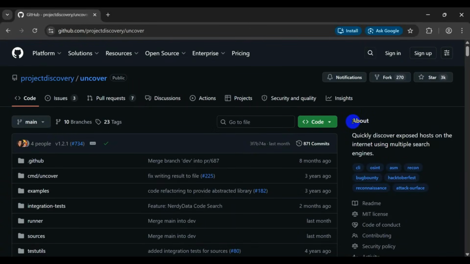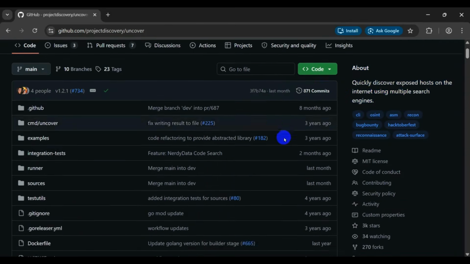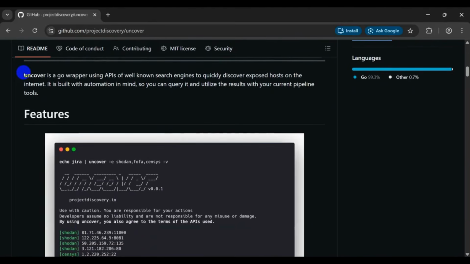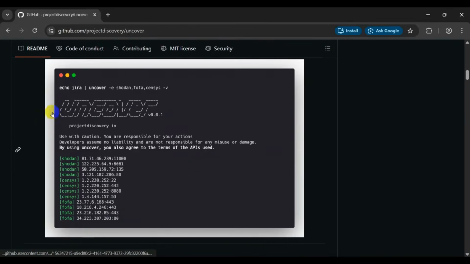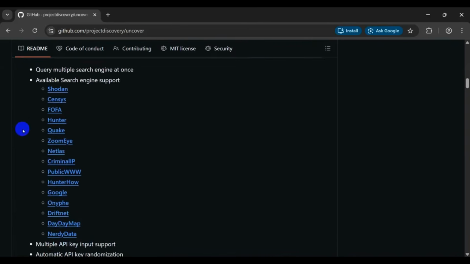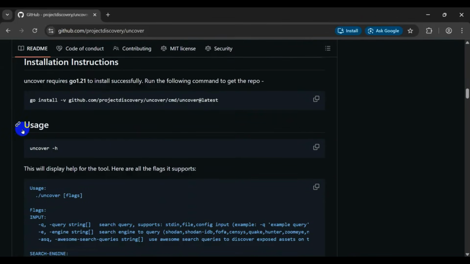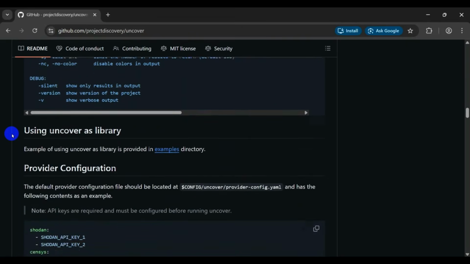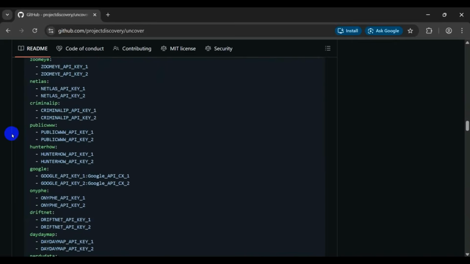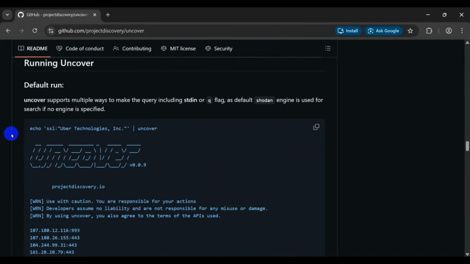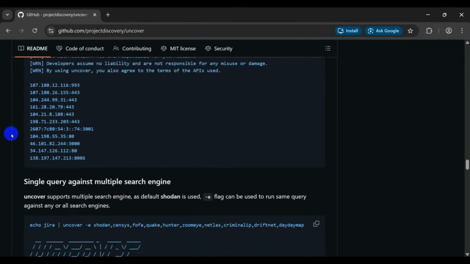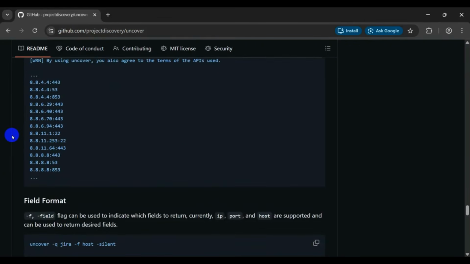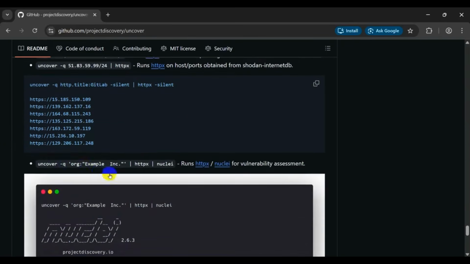Let's start with Uncover. Uncover is a multi-engine search aggregation tool developed by Project Discovery. Instead of relying on a single intelligence platform, it allows researchers to query multiple sources simultaneously. This addresses one of the biggest challenges in reconnaissance. Fragmented search results spread across different platforms. Different intelligence engines often discover different portions of the internet. One platform may reveal assets that another completely misses. Researchers frequently spend valuable time repeating searches across multiple services. Uncover helps streamline this process by bringing results together into a unified workflow. The result is broader visibility, faster reconnaissance, and more efficient intelligence collection.